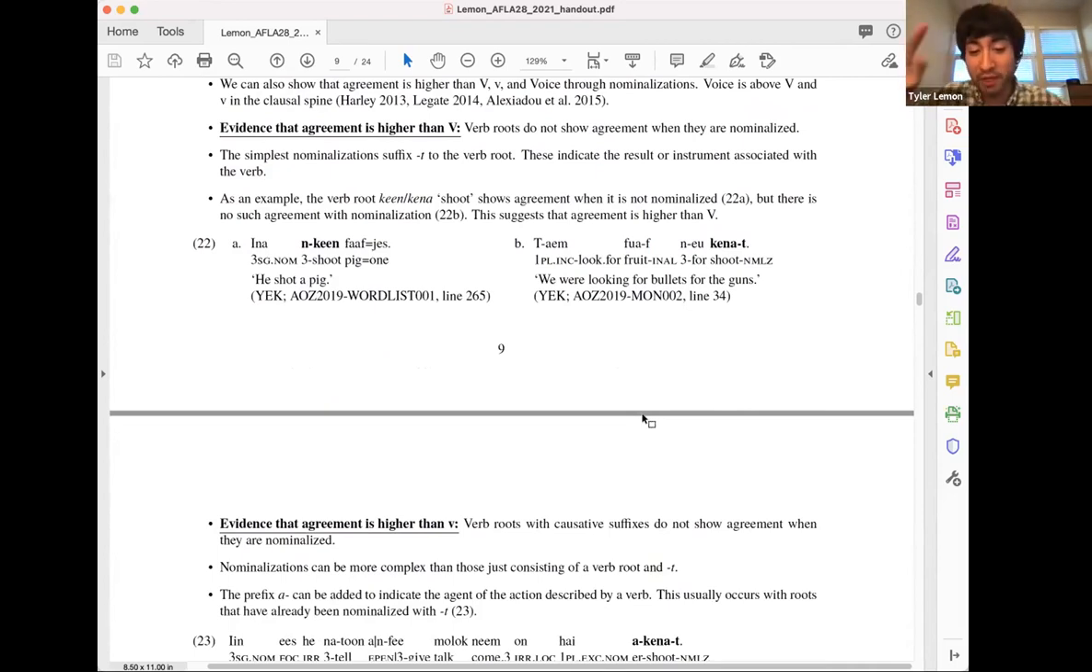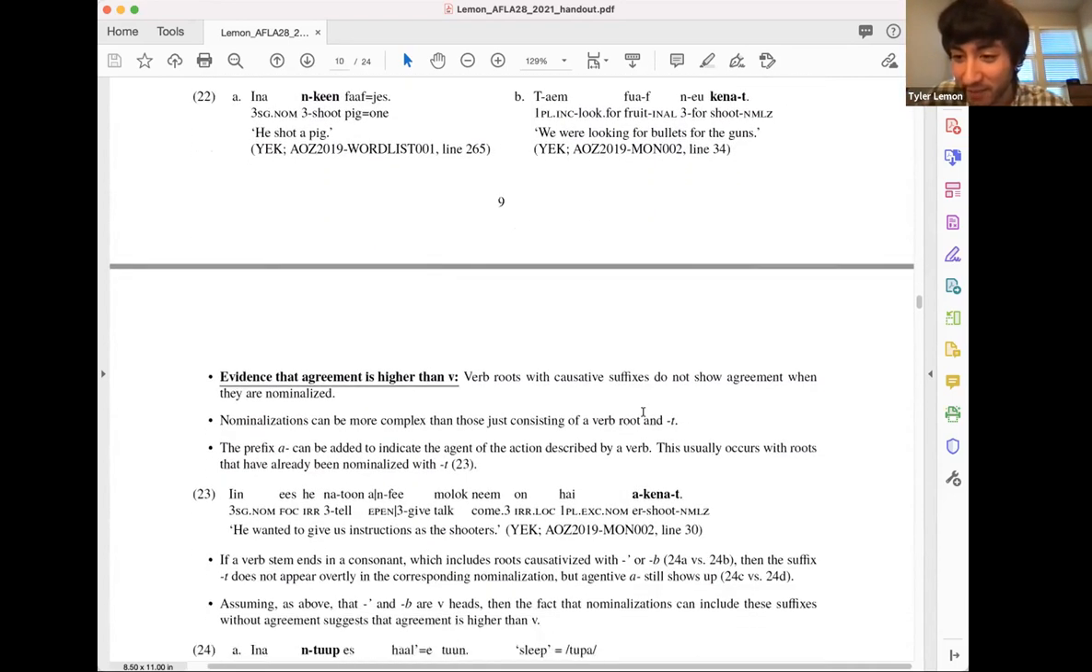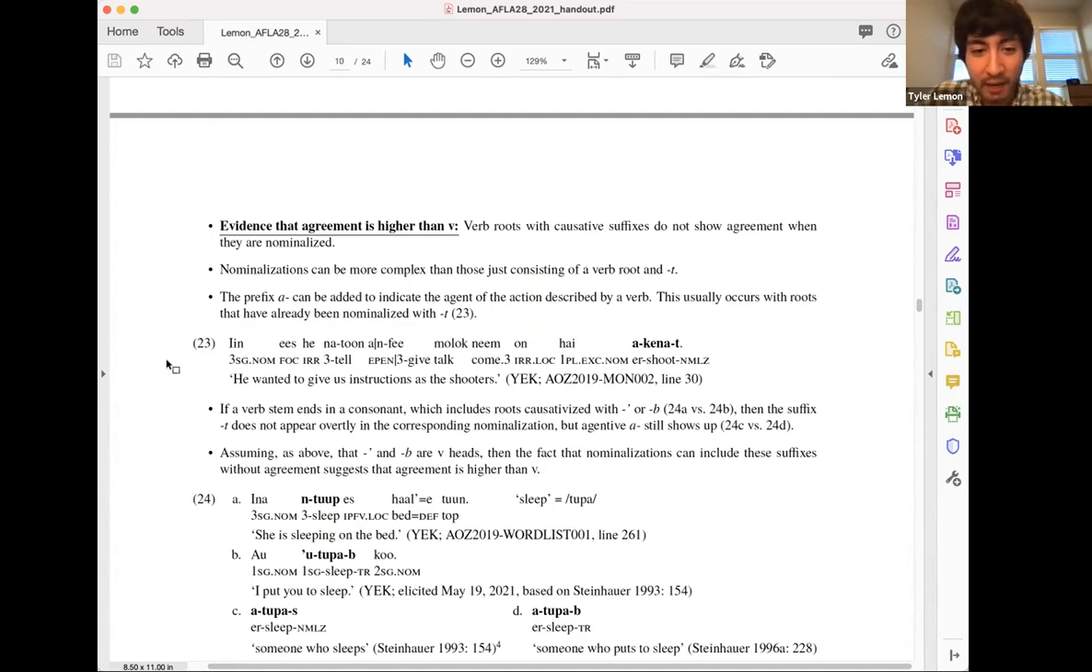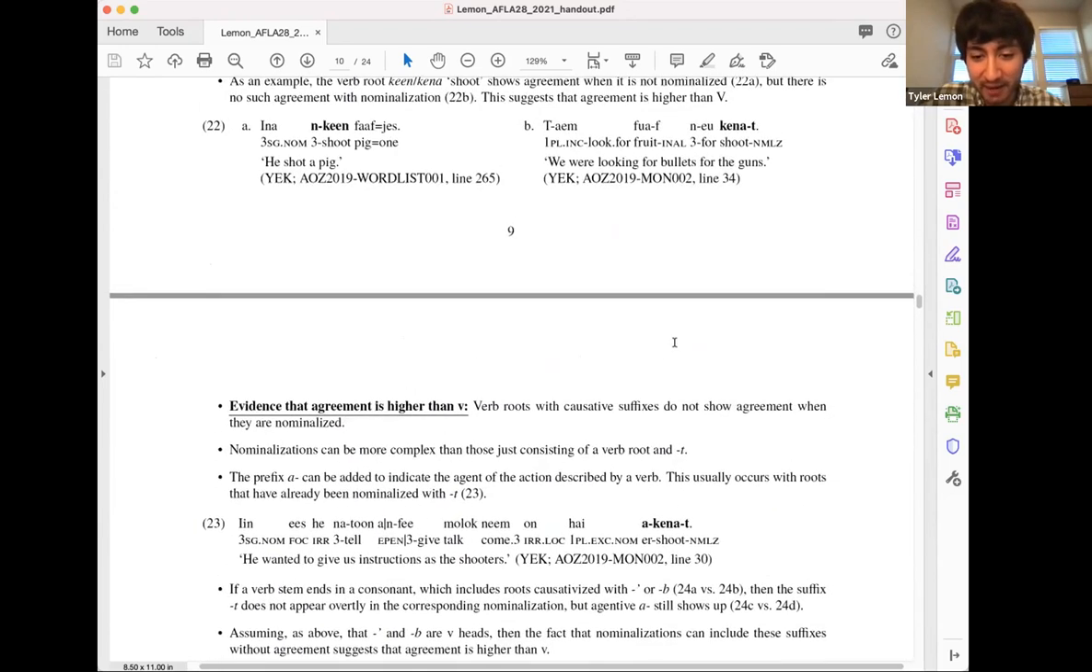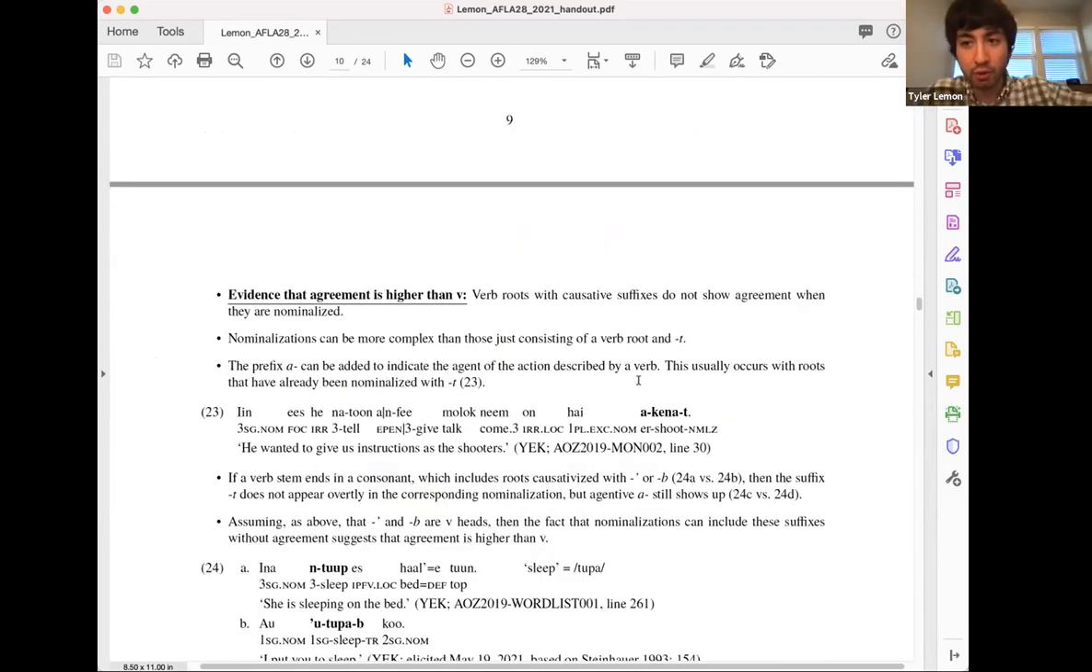You can keep going with this. So for evidence that agreement is higher than little v, verb roots with causative suffixes also don't show agreement when they're nominalized. So first, as some background, you can add a prefix a to something like kenat, which means gun, and you end up with akenat, which means shooter.